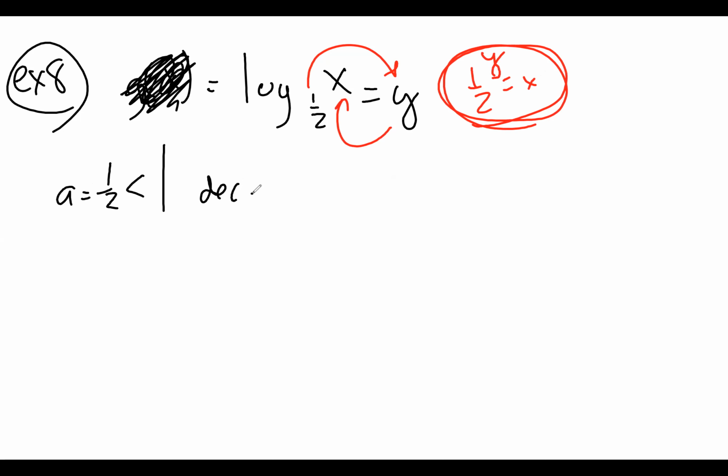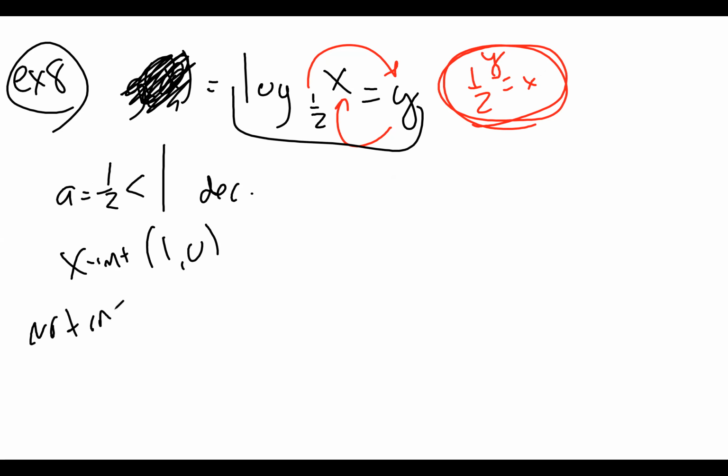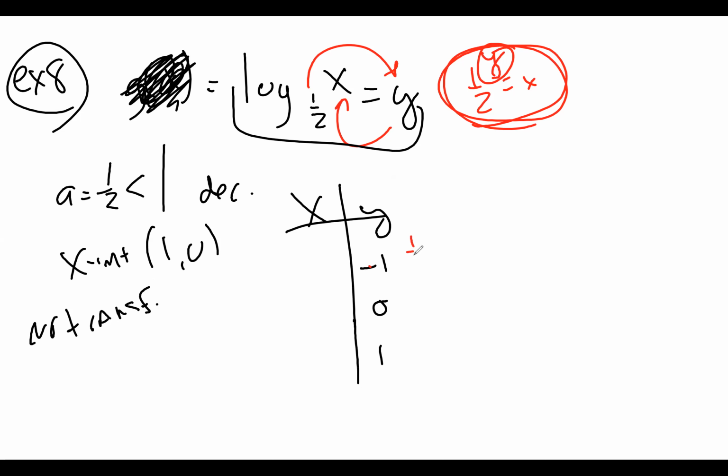And I know that the parent function's x-intercept is the point (1, 0). And we look back up at our log function and we say, okay, no other transformations are happening. And so there's no transformations. And so because of that, I'm ready to roll. So I'm going to make my x and my y chart. What are the y values that I'm choosing? So then I'm ready to take those y values and plug them in right here. And so I'm going to have (1/2)^-1, (1/2)^0, and (1/2)^1.